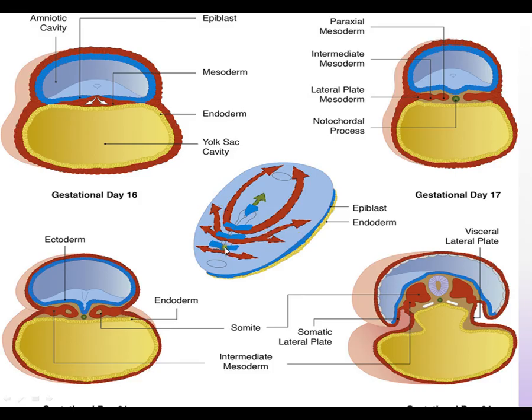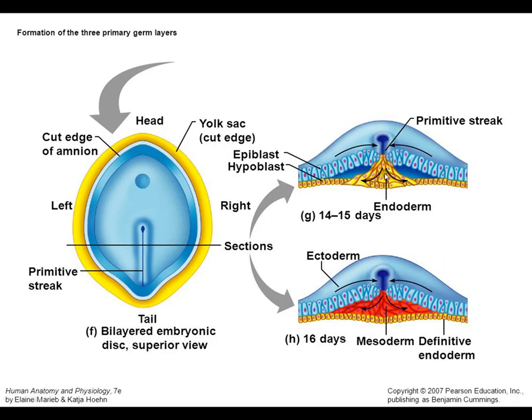The primitive streak cells proliferate, but they reach a certain area where they arrange themselves in a circular or surrounded area, and that is called the primitive node. The primitive node is pitted, it has a depression, and that depression is termed the primitive pit.